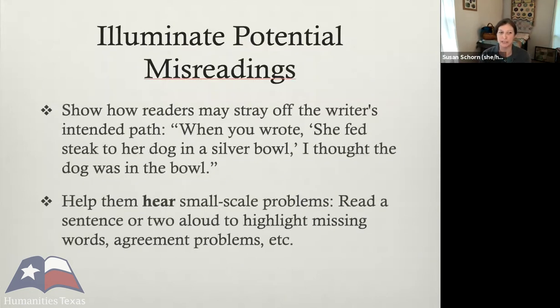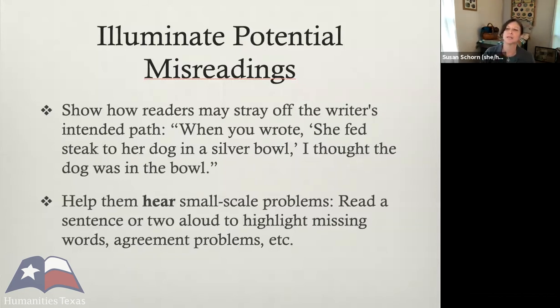Eliminate potential misreadings, and this goes back to Ong saying that we need to anticipate all the ways a reader can misinterpret. So show them how the reader can stray off the intended path. When you wrote that she fed steak to her dog in a silver bowl, I thought the dog was in the bowl. You don't have to have a discussion about modifiers in English and proximity to their modified nouns and where it has to go. Just say, I thought the dog was in the bowl.